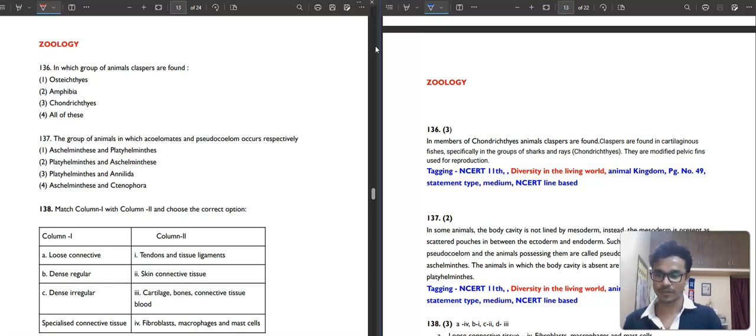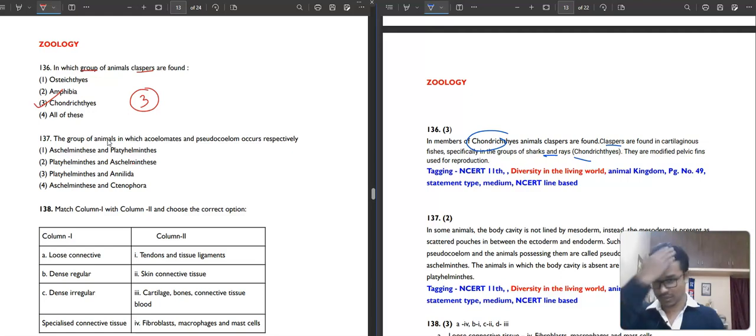So first question here is saying: in which group of animals are claspers found? Osteichthyes, amphibia, chondrichthyes, or all of these. So in members of chondrichthyes we have claspers, that is the cartilaginous fishes. Especially in sharks and rays, they are modified pelvic fins used for reproduction. So the third option will be your correct answer.